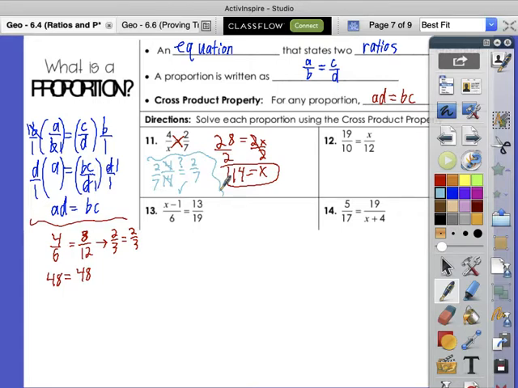We end up getting a decimal here, so you'll probably want a calculator. I'm okay with us having a decimal here. If you want a calculator, raise your hand, I'll bring you one.